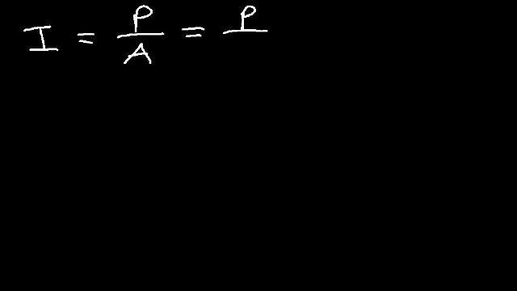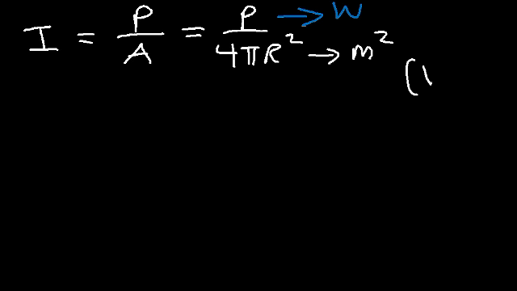The next topic of discussion is intensity. And what exactly is intensity? Intensity is defined as the power divided by the area. Typically, the area is usually the surface area of a sphere, which is 4 pi r squared. The unit for power is the watt, and the unit for r, which is the distance, is meter. So intensity has the unit watts per square meter.